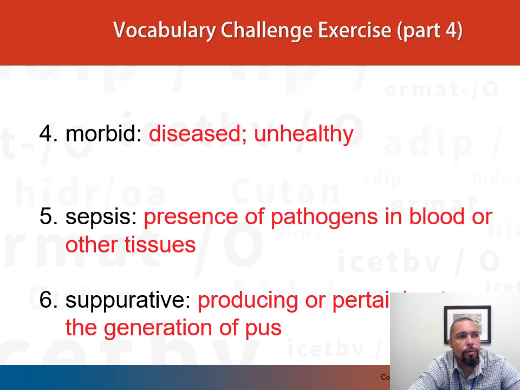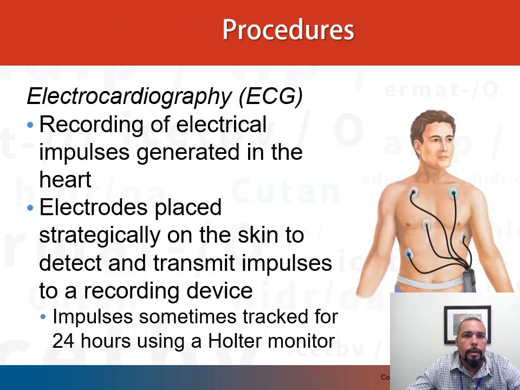Suppurative is producing or pertaining to the generation of pus. Ugh. Now let's talk about the electrocardiogram or ECG.